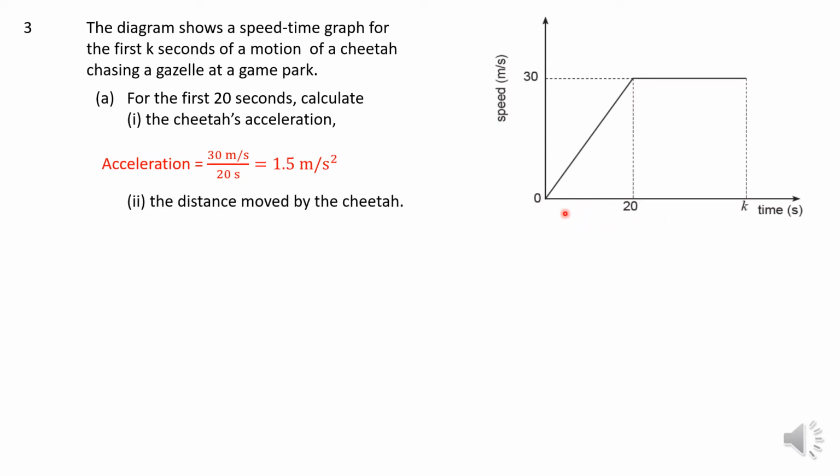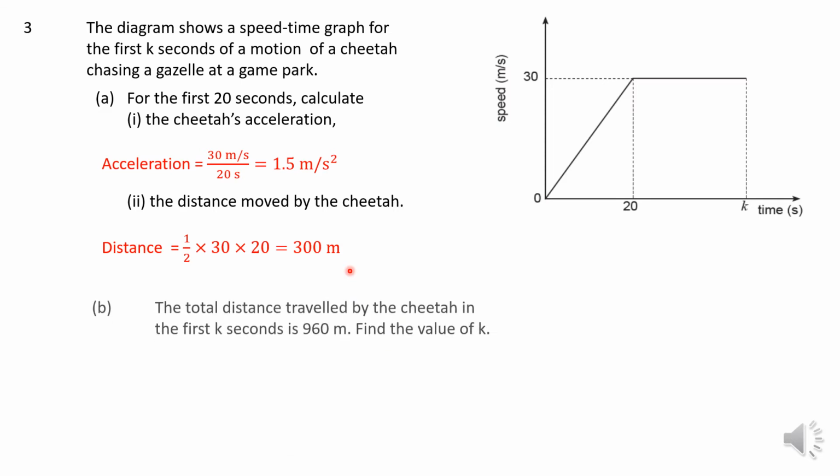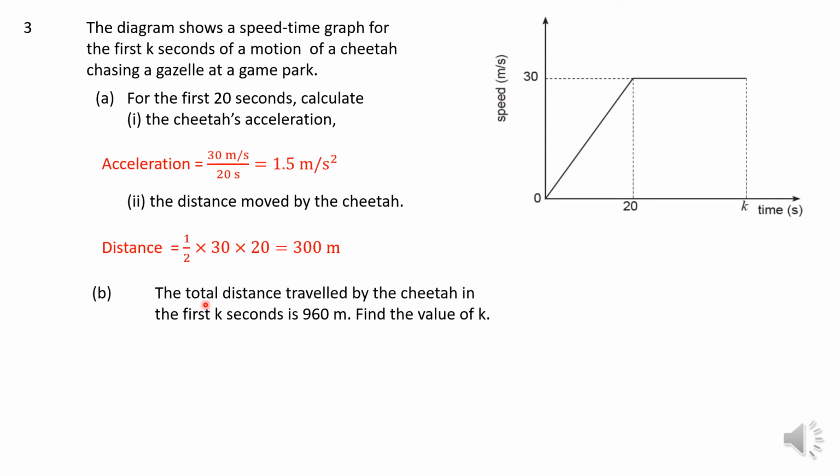Then the distance moved by the cheetah, remember, for the first 20 seconds, this is still part of that instruction. So it's the distance of this triangle, half times base times height, so it moved 300 meters. Now you're supposed to find the total distance traveled by the cheetah in the first k seconds. So they're telling you that the area of this little trapezium here is basically 960 meters. Okay, so find the value of k.